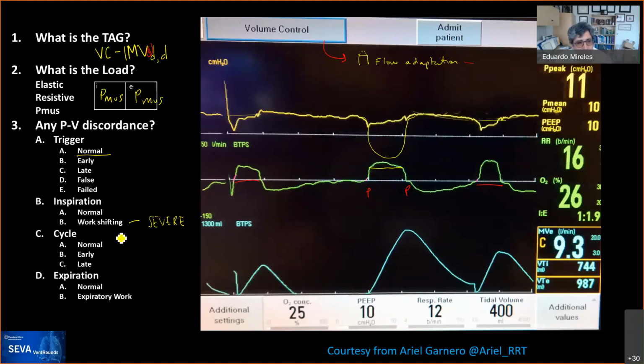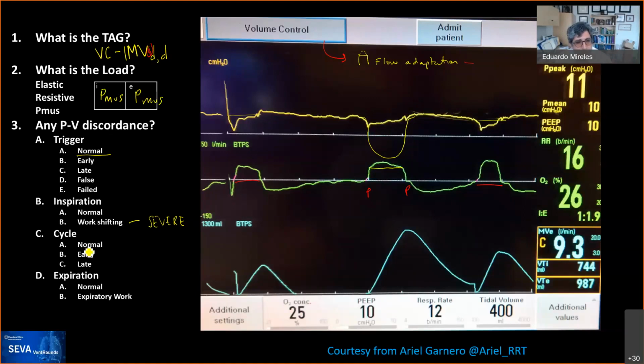So I do think that there's work shifting, but the mode in this case, for this patient, probably was better than just volume control. Otherwise, he would have been fighting that ventilator like crazy, double triggering, hurting himself.